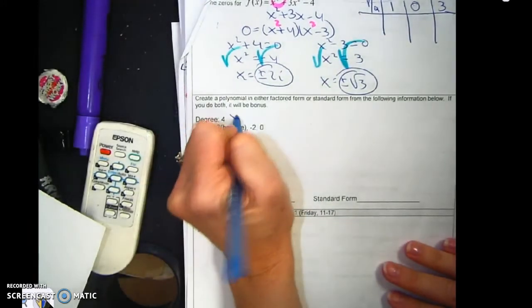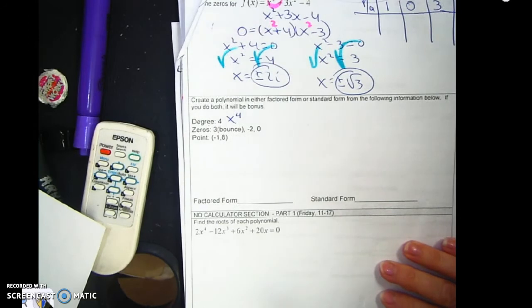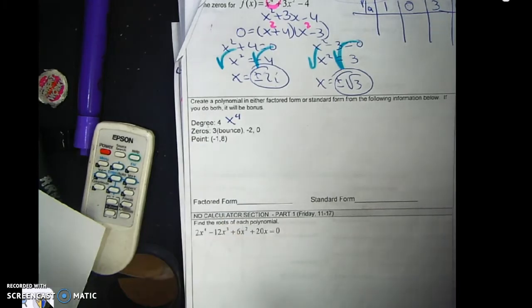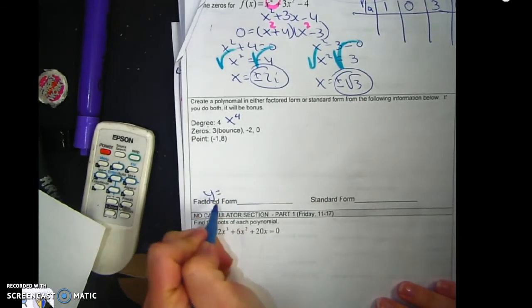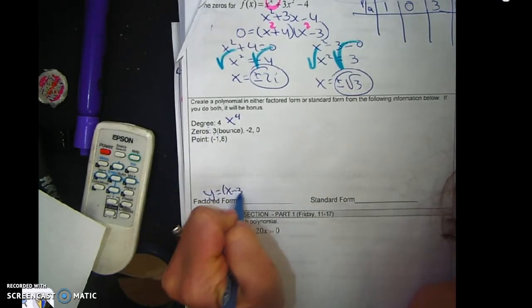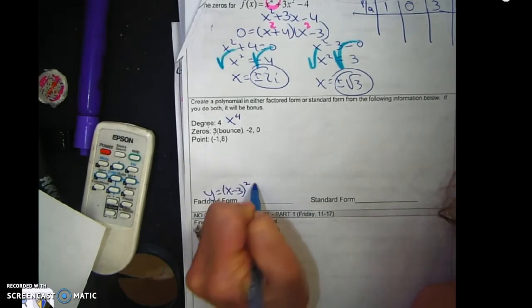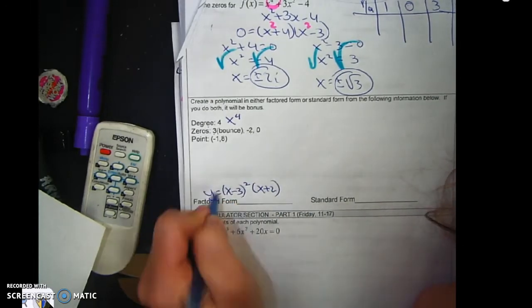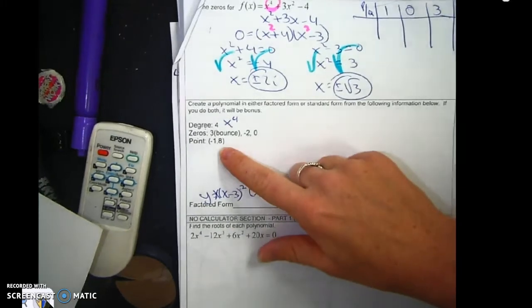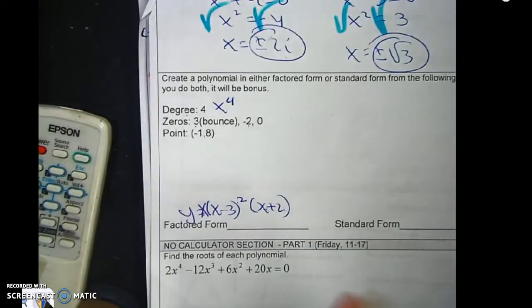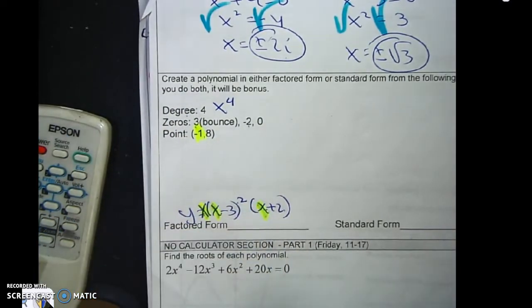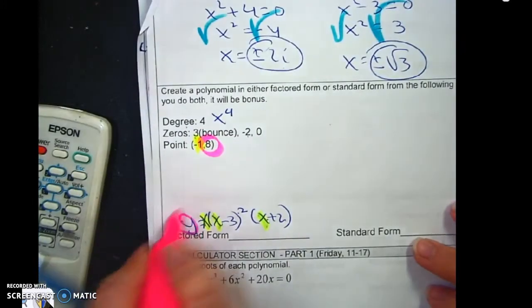The degree is 4, so I know it's got to start in x to the 4th. Okay, create a polynomial from the information above. It doesn't say that it has to be an equation or a function, so I'll just write y equals. If it's a 3 and a bounce, that means that's x minus 3 squared. The minus 2 means plus 2. And then there's an x right here. That gives me 2, 3, 4 zeros. But the problem is the point -1, 8 needs to be included. So technically this isn't the final answer. So I have to put -1 in there, and then I have to put 8 in there and see if it's going to work out.